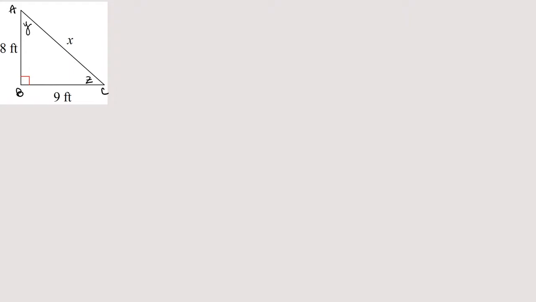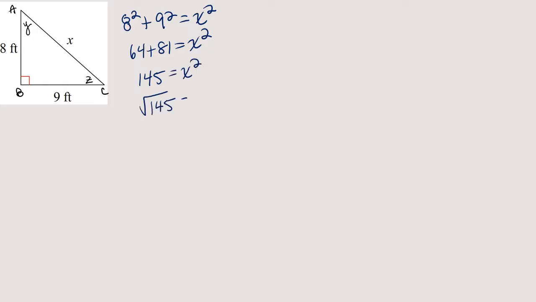So x is the hypotenuse, so 8 squared plus 9 squared has to equal x squared. So x squared is 145, which means x is the square root of 145, which is actually already in simplest radical form. 145 breaks down into 5 and 29, both of which are prime. All right, so now I need to find y and z.